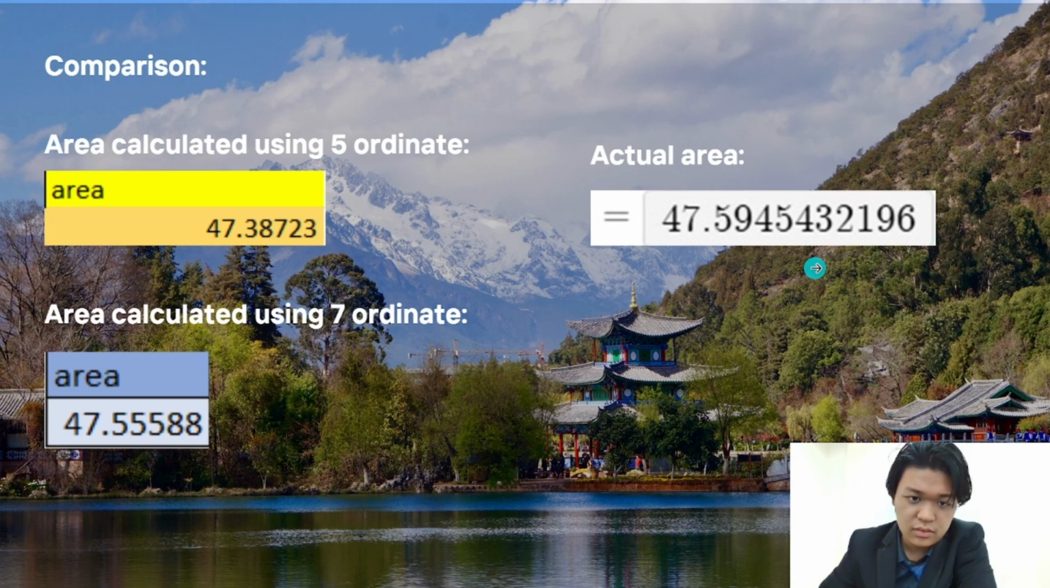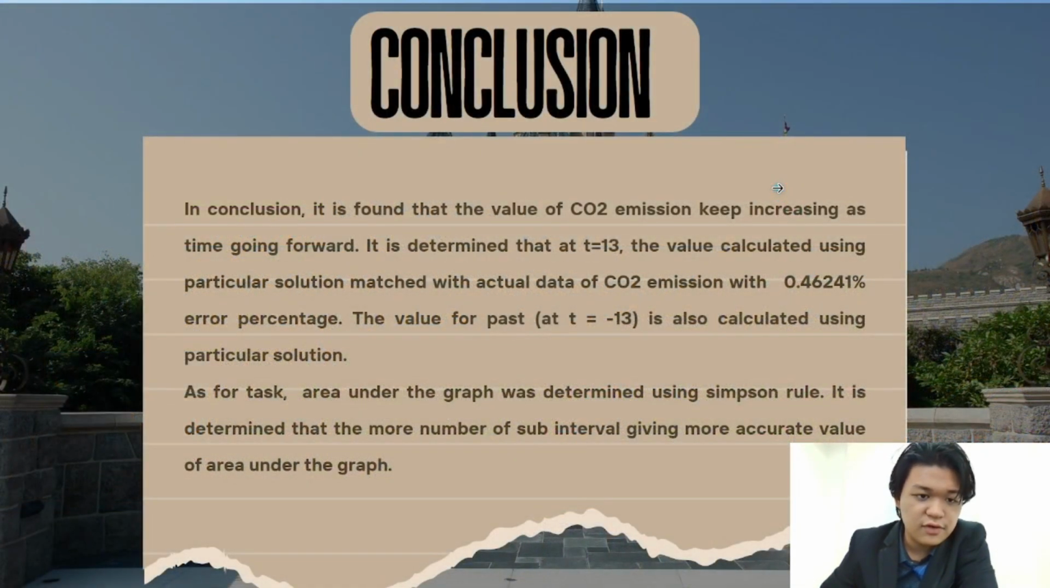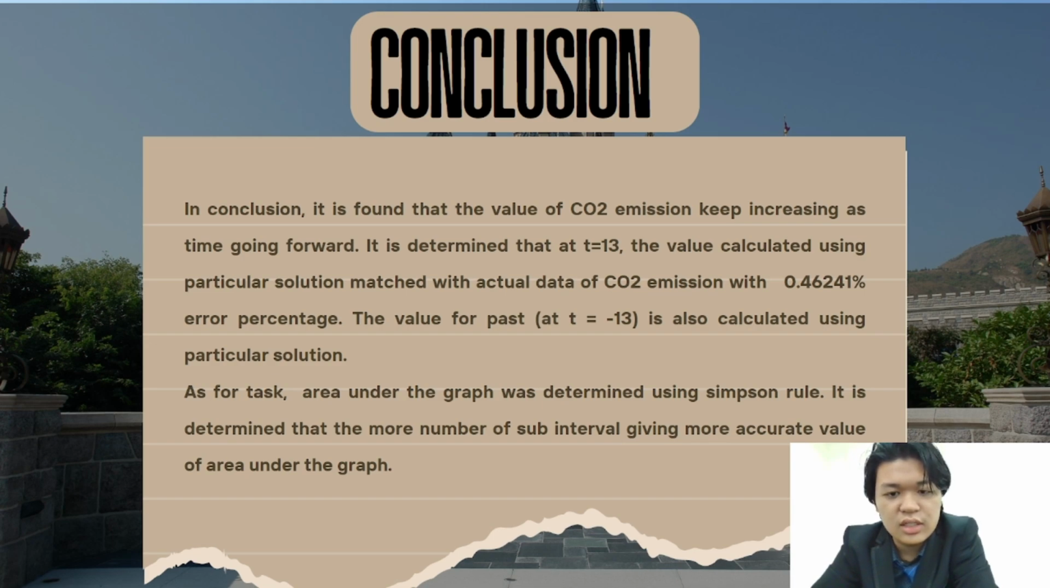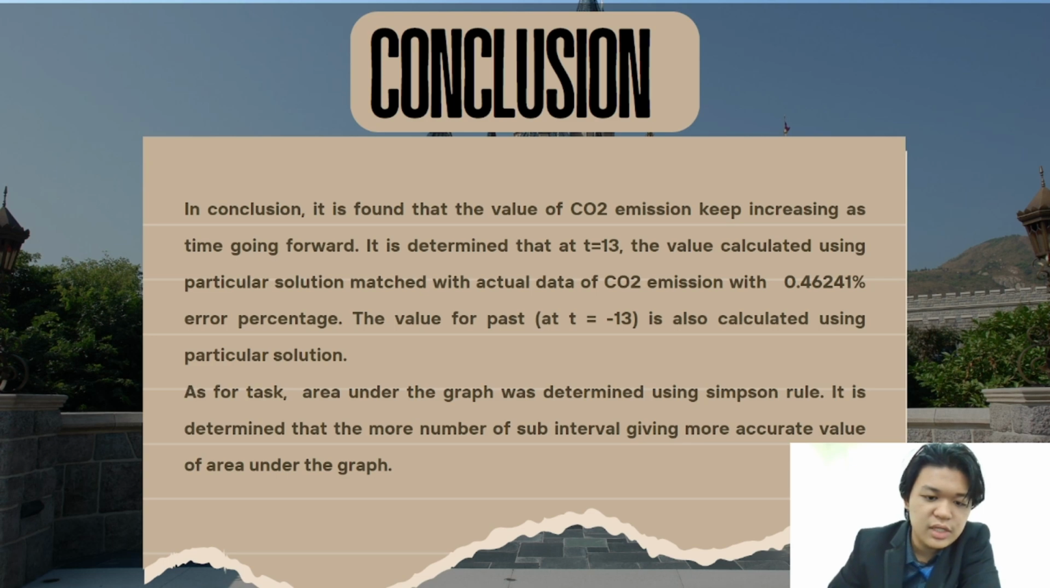So in conclusion, for task 1, it is found that the value of CO2 emission keeps increasing as time goes forward. It's determined that at t equals 13, the value calculated using the particular solution matched the actual data of CO2 emission with 0.46% error. The value for the past at t equals negative 13 is also calculated using the particular solution. As for task 2, the area under the graph was determined using Simpson's rule. It's determined that a greater number of subintervals gives a more accurate value of the area under the graph.